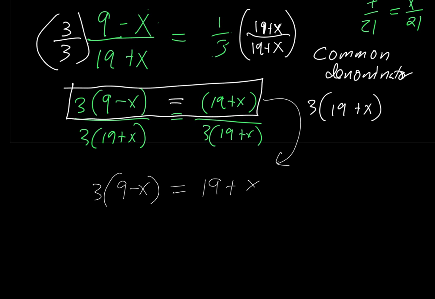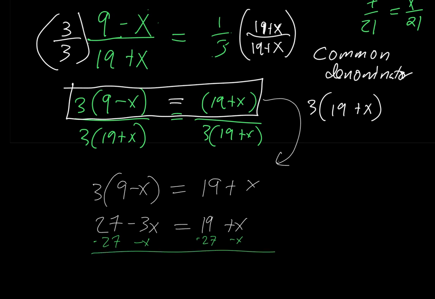At which point you should be able to look at this and say, algebra. We've done this a bunch of times. I can jump in, do distributive property. 27 minus 3x equals 19 plus x. If I subtract 27 from both sides and subtract an x from both sides, I will have negative 4x equals negative 8. Divide by negative 4, x equals 2.